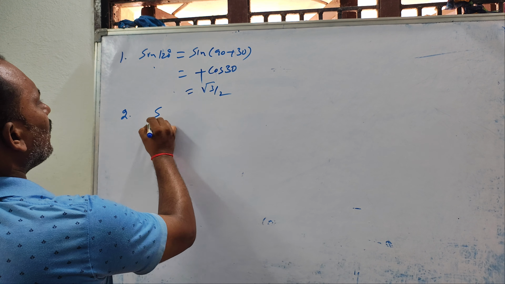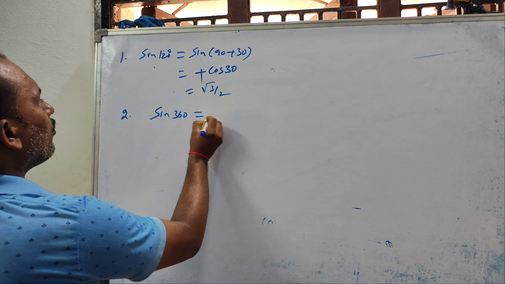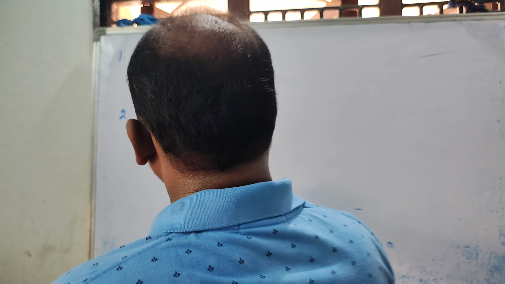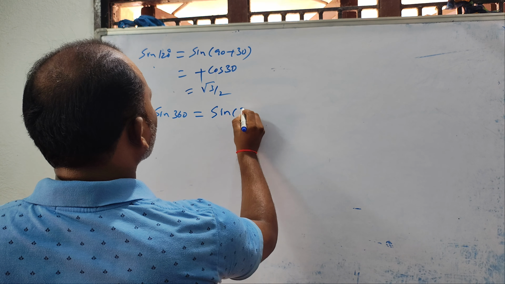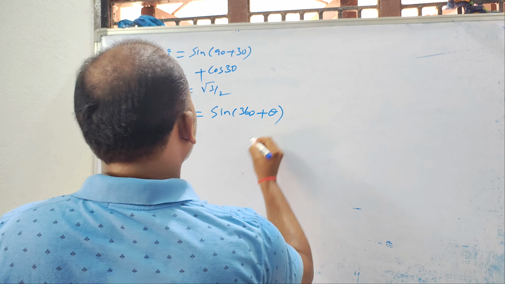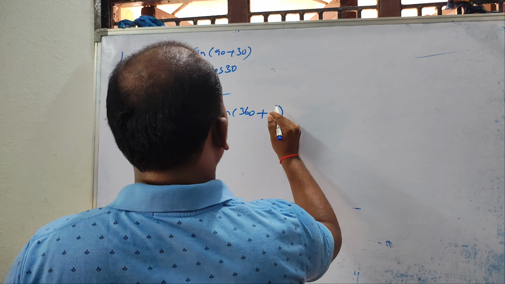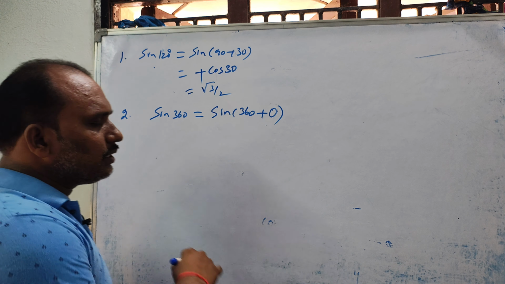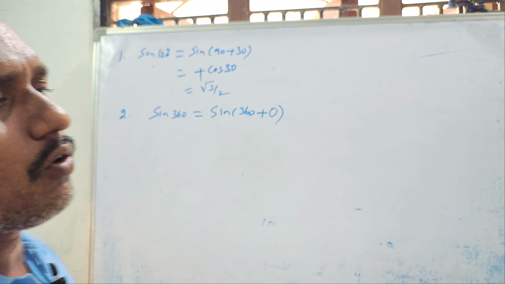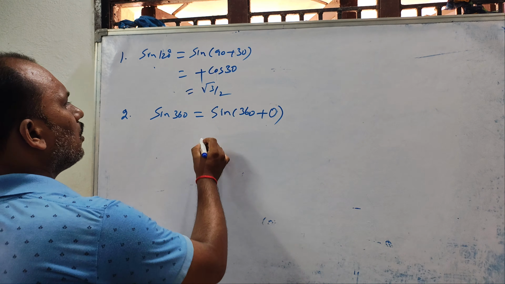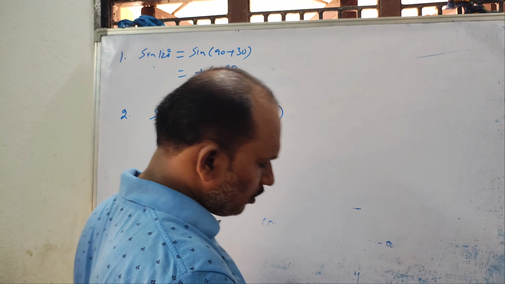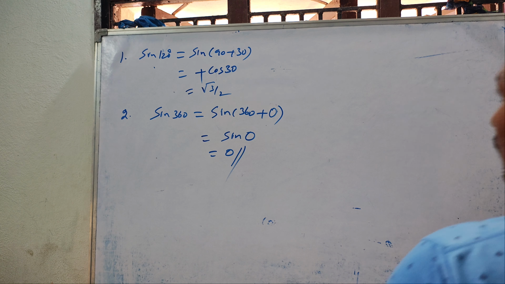Now I want to evaluate sin 0. How do we write it, guys? Sin(360 + 0), no issue I hope. Sin(360 + theta), which quadrant? Fourth quadrant. So in the fourth quadrant, what do we get? Sin 0. Sin 0 means what? 0 only.